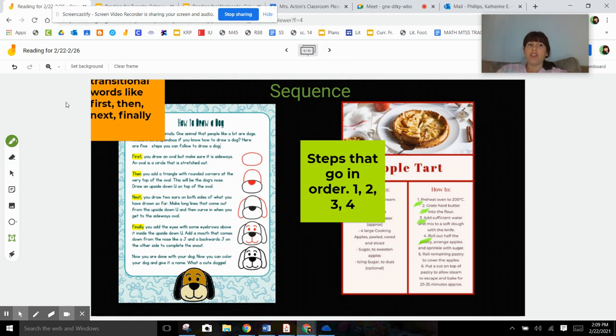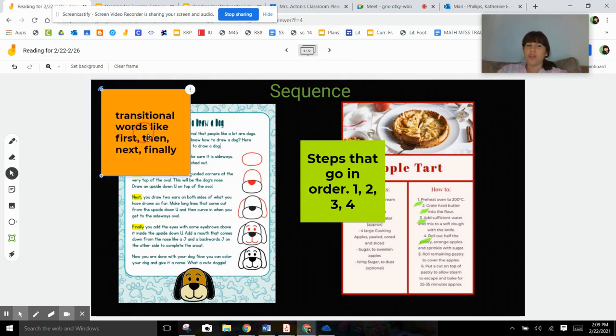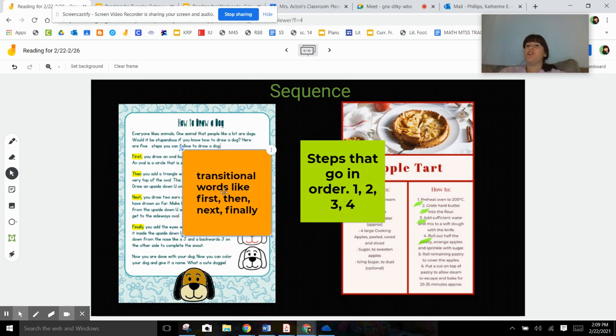So sequence is just kind of like chronological. Things are going in order, but it's because you're getting ready to do something. It's teaching you how to do something. That's why we call it a how-to piece. How to draw a dog, how to make an apple tart. So when you see a recipe, it's a sequential text structure. And whenever you see anything that's teaching you how to do something and it's going in order, it's going to be a sequence text structure.